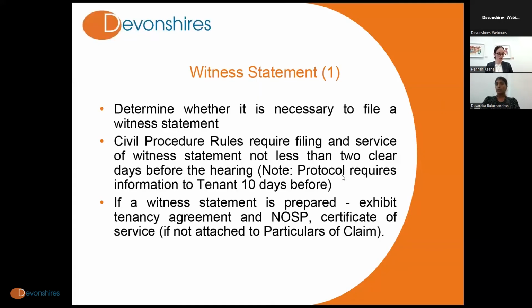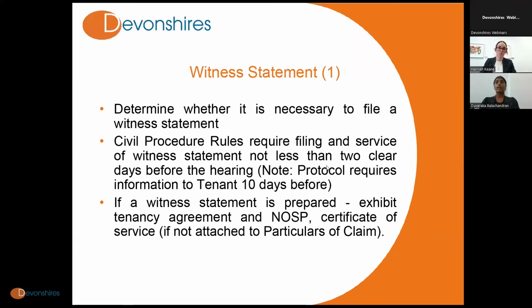So, preparing for the actual hearing itself. One of the things that we always advise in terms of best practice is to do a witness statement. Again, it is not mandatory, but it's good practice. The reason we suggest that is that it provides the judge, the defendant, and also the counsel or yourself going to court exactly what has happened in terms of the history of the proceedings. In terms of the CPR rules, you must file the witness statement not less than 2 clear days before the hearing, and you will need to file and serve this at the court and serve it on the defendant.